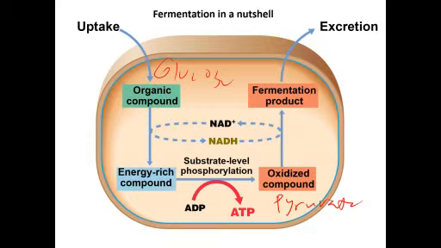In the process of actually removing electrons from this molecule and transferring them to NADH, your organic compound glucose transfers some electrons in the process of making pyruvate. You do make some NADH. You do make ATP. Now you have pyruvate. Now pyruvate is going to be converted to some fermentation products.